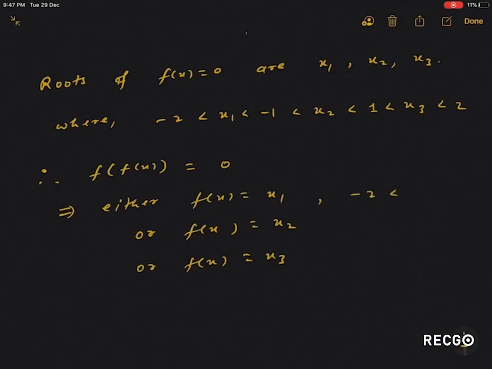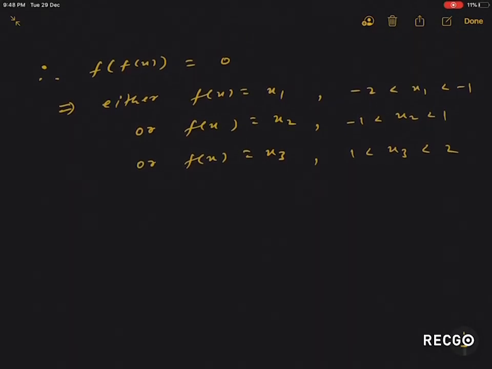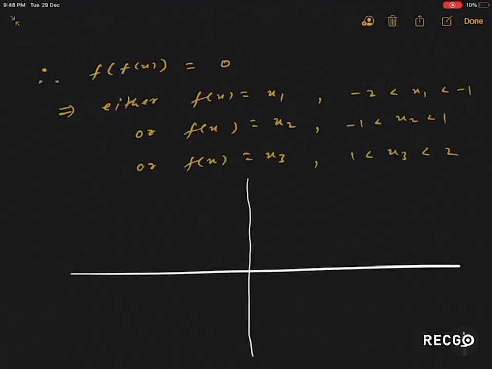Where x1 lies between -2 and -1, x2 lies between -1 and 1. In fact, it is lying between 0 and 1. And x3 lies between 1 and 2. So how to find the roots of these three equations? By drawing the graph of y equal to f of x and y equal to x1, y equal to f of x and y equal to x2, and y equal to f of x and y equal to x3.